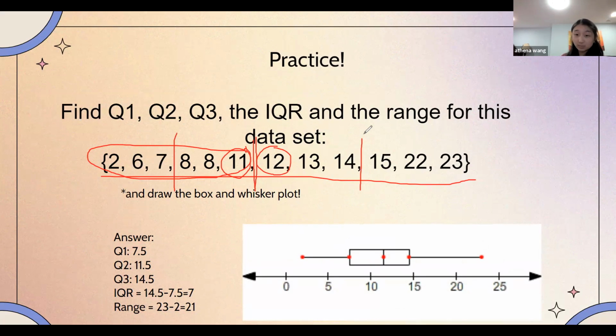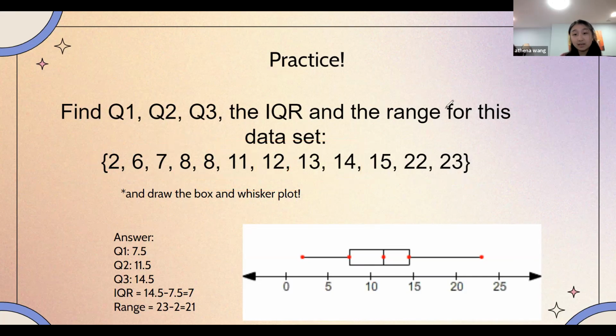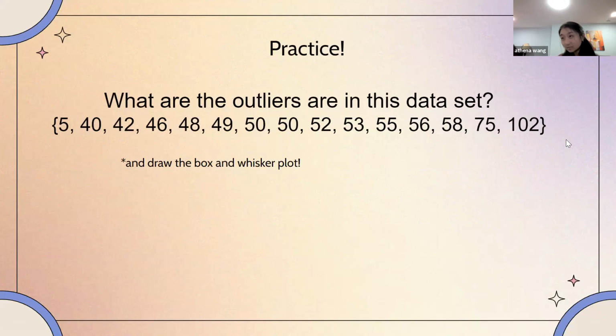So this is 14.5. And so if we have our box over here, our interquartile range would be the difference between 14.5 and 7.5. So that's just 7. And our total range is the difference between 23 and 2, and that is 21. Okay, and if you drew the plot, it should have looked like that. Okay, for this one, I will also give you a minute, and you can try it.